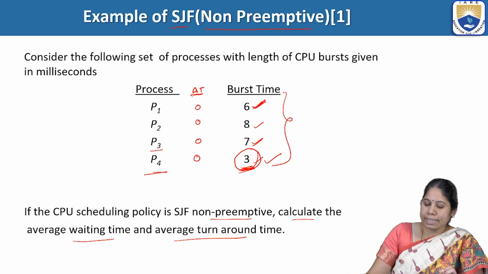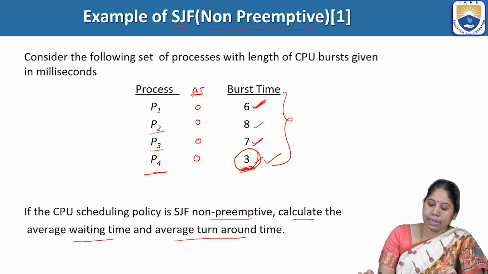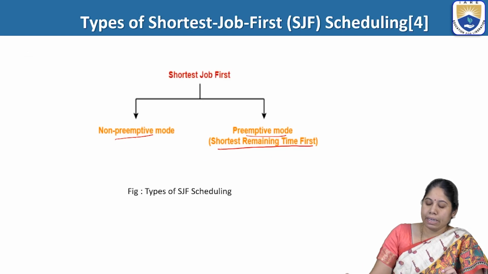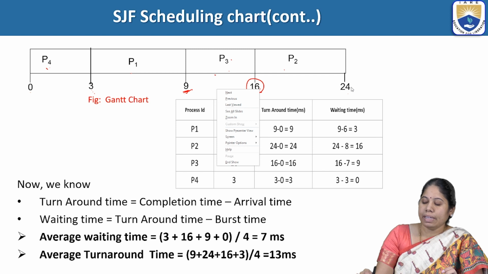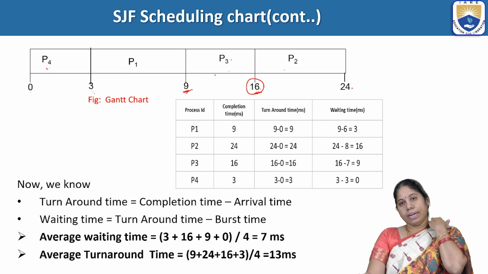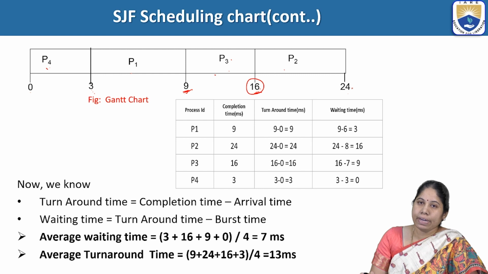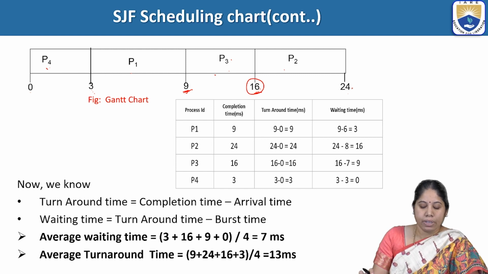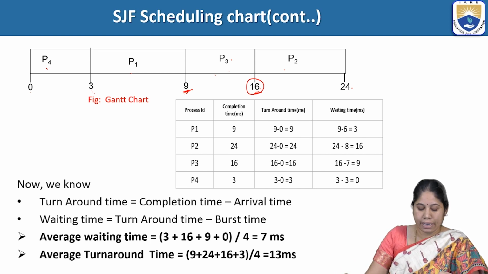Now who is left in the ready queue? Only P2 is left in the ready queue. P2 will take the remaining CPU time. 16 plus 8, so it is going to be 24. The waiting time of P2 is 16. The completion time of P2 is 24. Now let us calculate what they have asked in the question. We have to calculate the average waiting time and average turnaround time. We will see how much we get with this example.